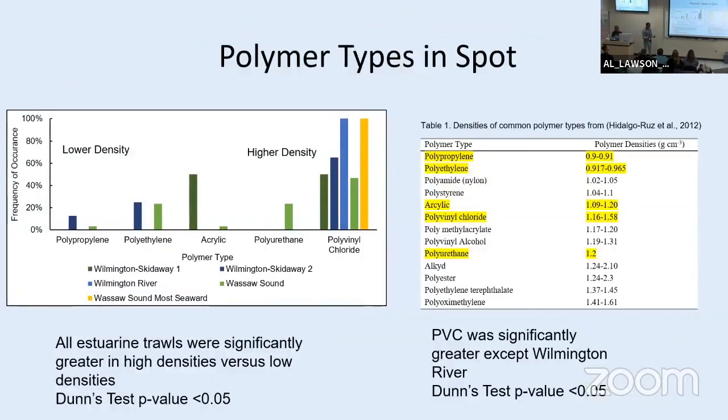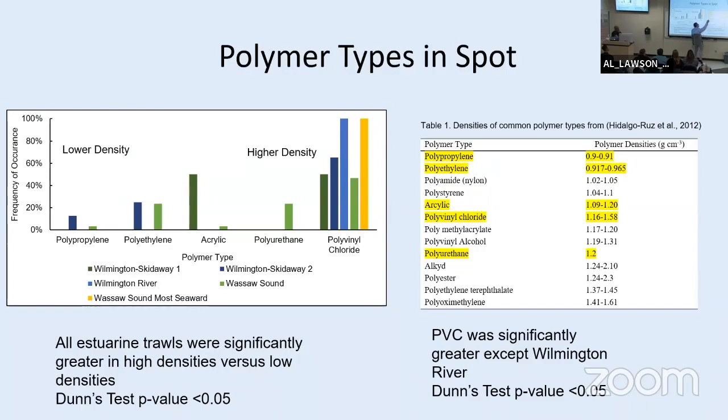So now figure 1 shows the frequency of occurrence on the y-axis and all our polymer types that we detect in spot on the x-axis, which consists of polypropylene, polyethylene, acrylic, polyurethane, and polyvinyl chloride. So we categorize the detected polymers based on their maximum densities reported in the literature review by Roos et al. 2014 displayed in the figure here.